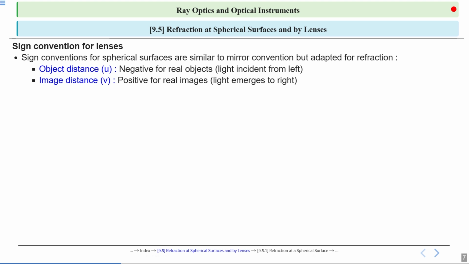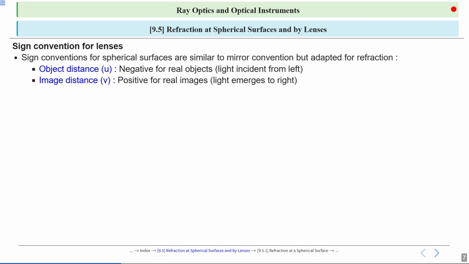So image distance, represented by v, is positive for real images. In the case of mirrors, it is negative for real images, because real images are formed in front of the mirror. But in the case of lenses or spherical surfaces, real images are formed on the other side of the lens or spherical surface. Why? Because refraction is going on, not reflection. Light is passing into another medium and forming the image in that other medium. So that is a real image.